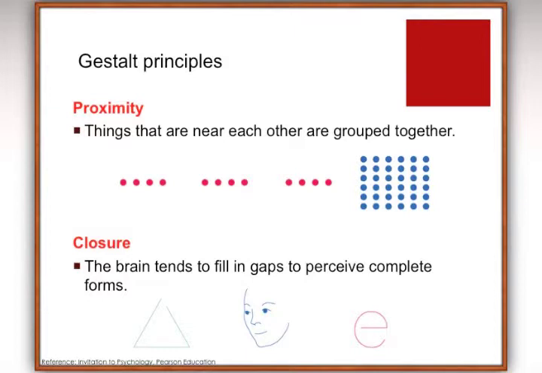The second diagram illustrates the concept of closure. You can see our brain tends to fill in gaps to perceive complete forms. For example, the three lines are perceived as a complete triangle instead of three disconnected lines.